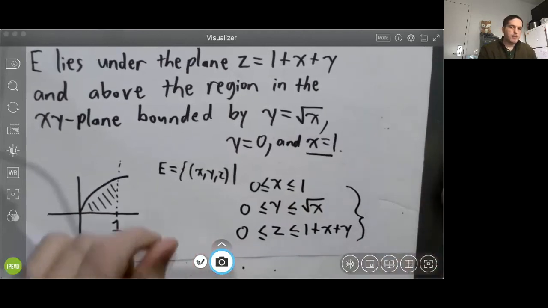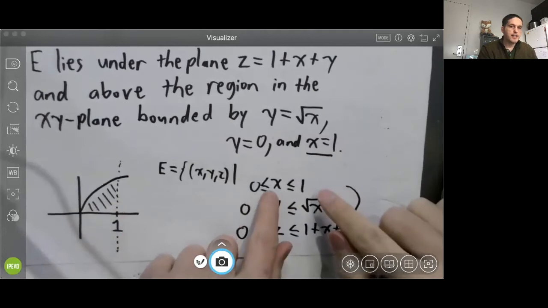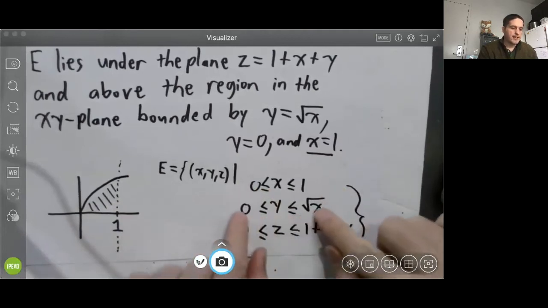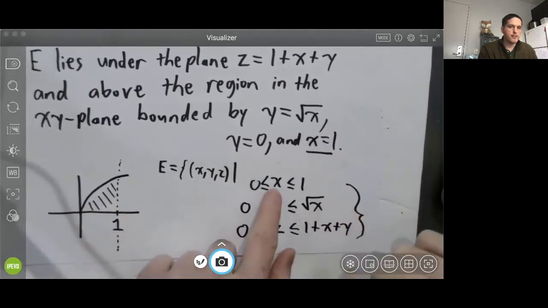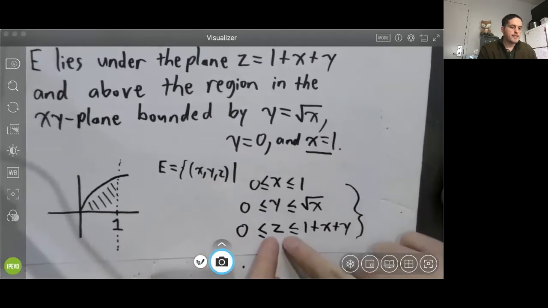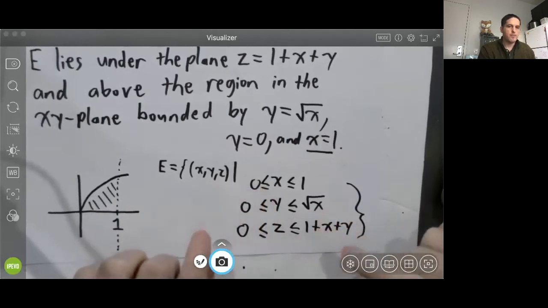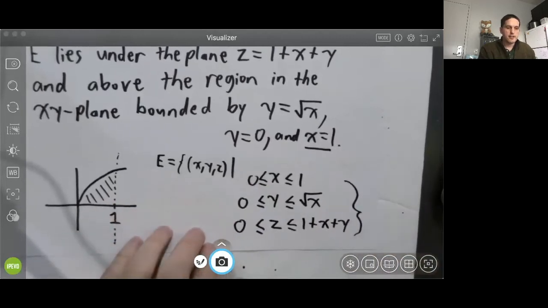And we see the pattern here, the way we've described this. The bounds on x are constant. The bounds on y depend only on x. These bounds on y depend only on the previous variable. The bounds on z depend only on the previous two variables, x and y. Once we've described E like this, we're ready to set up our integral.